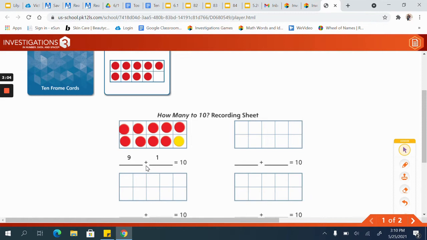What does this symbol here represent that I'm pointing to? That's our plus sign. That represents that we're adding 2 groups together to make our total of 10. 10 is the same as 9 and 1 more. So both parts of our equation are equal. 9 plus 1 is equal to 10.